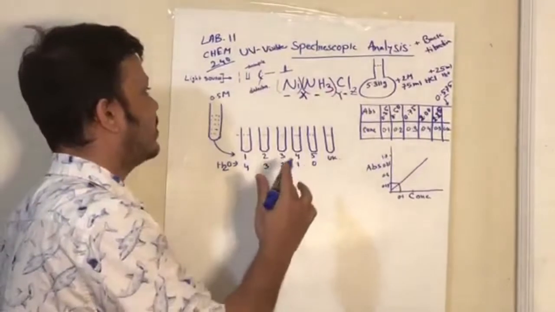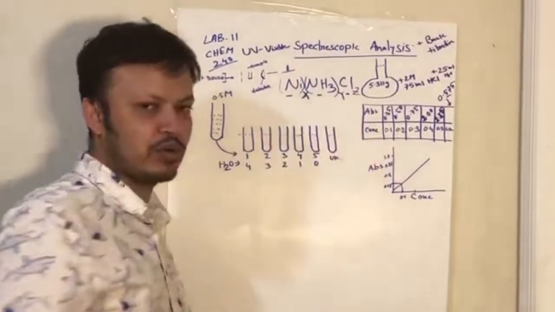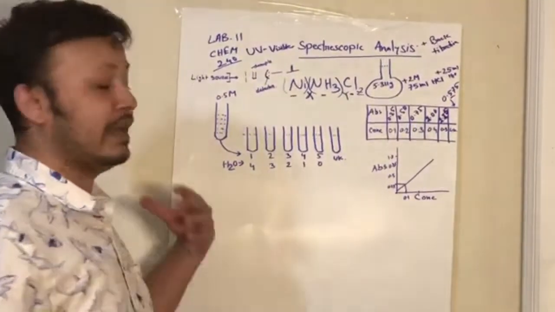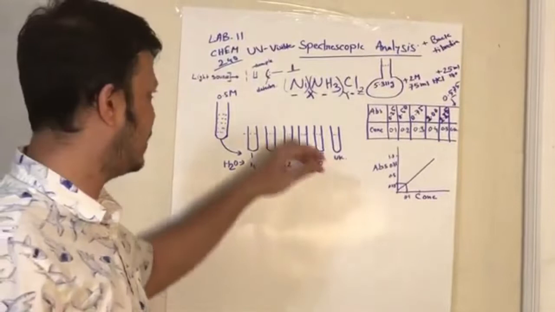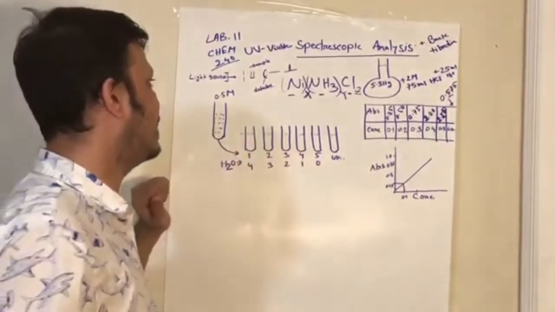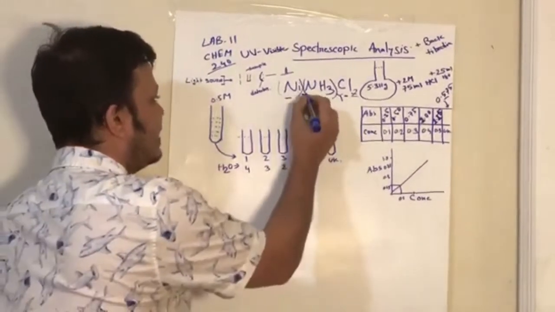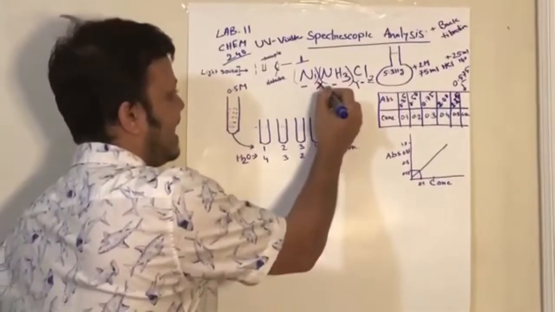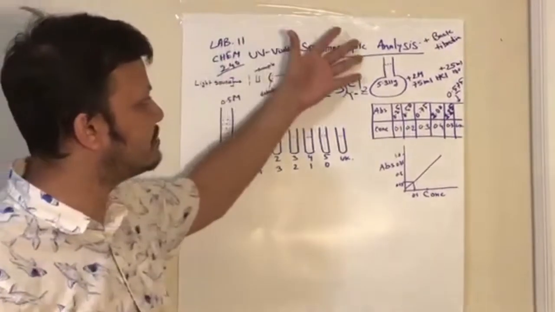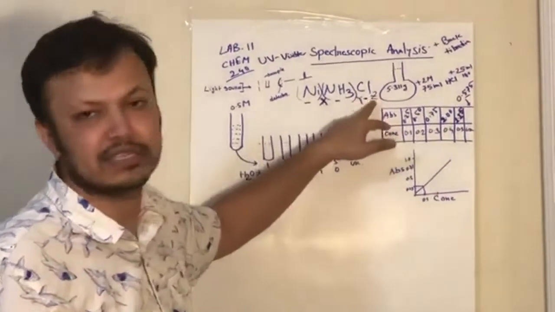This one actually contains three things. One is nickel, another is ammonium, and another is chlorine. So what we'll do, we will give you a complex salt of nickel ammonium chloride. In this nickel ammonium chloride, we will not give you the empirical formula. Nickel, this is X, this is Y, this is Z. You have to find out with the help of the UV visible spectroscopy and back titration what is X, what is Y, and what is Z.